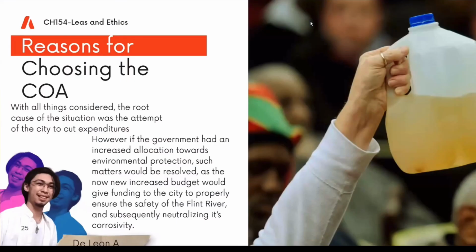All things considered, the root cause of the situation was the attempt of the city to cut expenditures. However, if the government had an increased allocation towards environmental protection, such matters would have been resolved, as the new increased budget would give funding to the city to properly ensure the safety of the Flint River and subsequently neutralize its corrosivity.